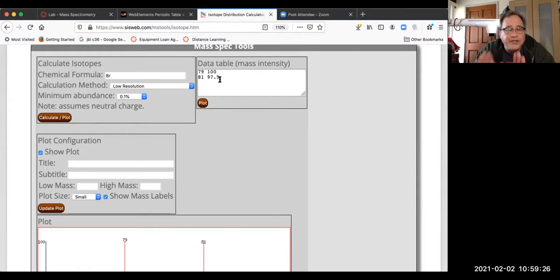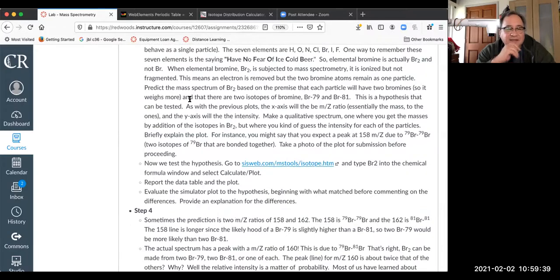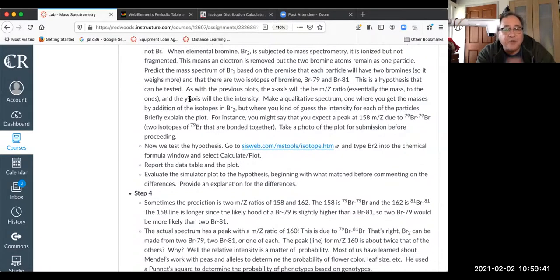So they're almost equal. So now this is the fun part. What would the spectrum of Br2 look like? And here you can see I'm trying to help you out. It says, well, you could say that one of the bromines is a bromine 79 and the other bromine is also bromine 79. And together they weigh 158. So you expect a peak at 158.